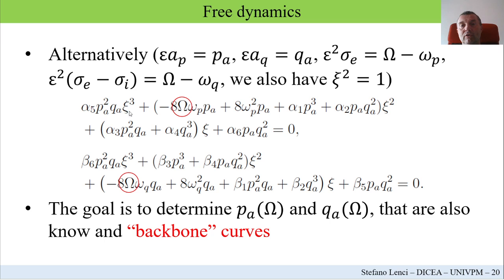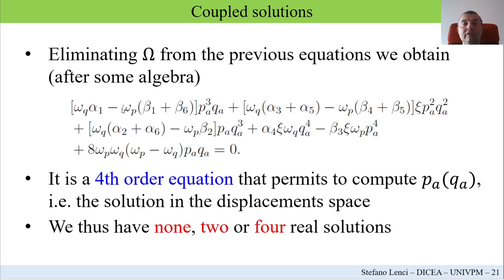Two unknowns, and you can solve this in principle. The goal is to determine PA as a function of omega, where omega is the frequency of oscillation, as said, and QA as a function of omega. These are also known as backbone curves, and this is exactly what we want to obtain and what we want to discuss. Okay, first of all, we can start by eliminating omega from the previous equations.